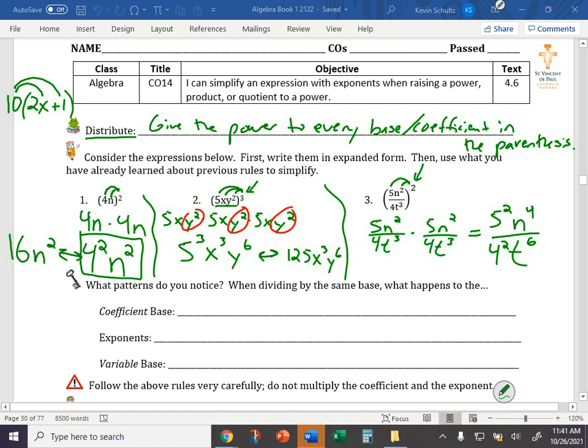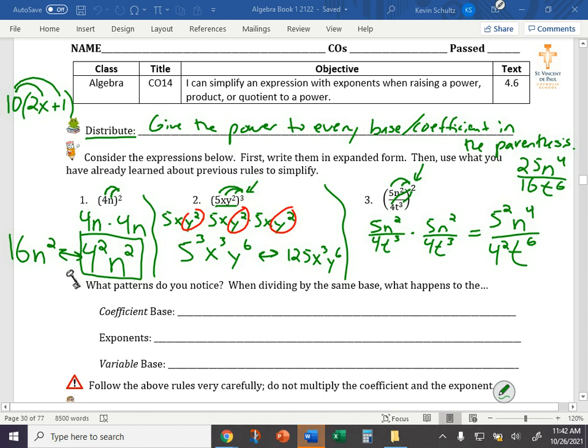Okay? And again here, distributing this too, it says give the power to every base coefficient in the parentheses. We have to go to that 4 there also. And that's where our 4 squared comes from. We also have to go to our base of t, which already has a power. So like we saw in the last example and previously here, those exponents getting multiplied, it's kind of the shortcut, right? And in expanded form, you can see why we end up with t to the 6th. If you wanted to write this as 5 squared written out as 25, n to the 4th, and then 4 squared as 16, t to the 6th, that's okay. Or you can leave it the way we have it there. Okay?